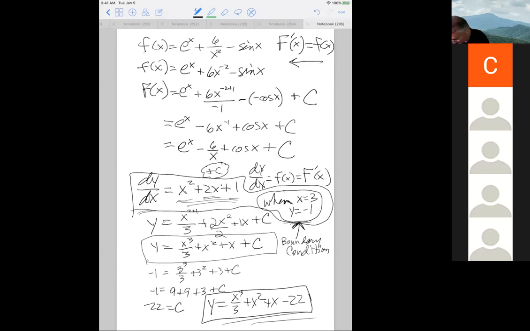So the derivative of this function, I get dy/dx, then is bring the 3 down, make it a square, divide by 3, plus 2x plus 1. And if you notice, that equals x squared plus 2x plus 1, which is what we started with. All right? And we just plug in 3 and make sure you get negative 1 for your final answer. Questions on that at all?